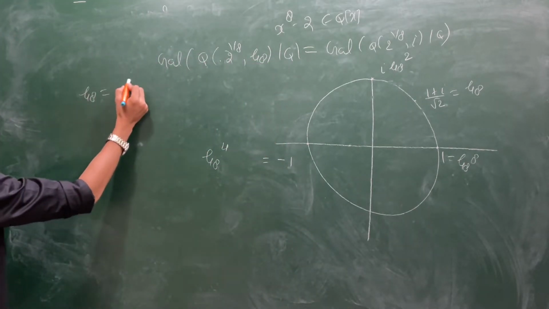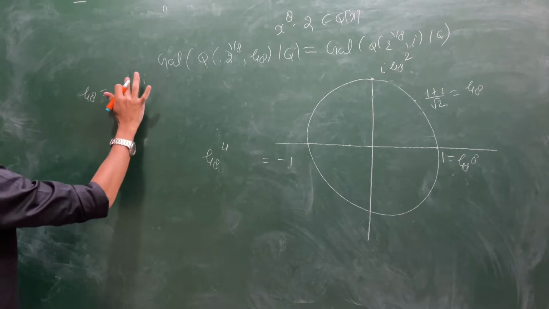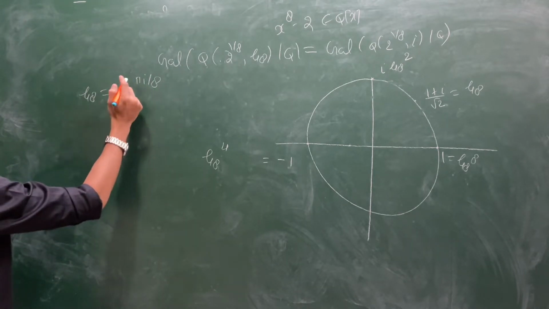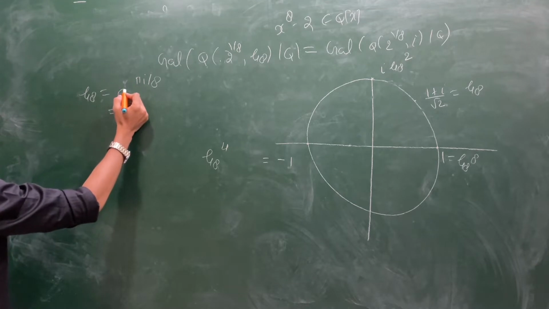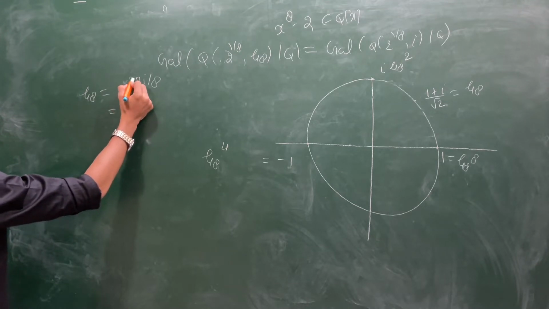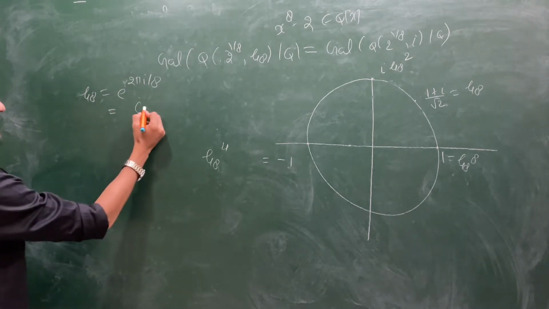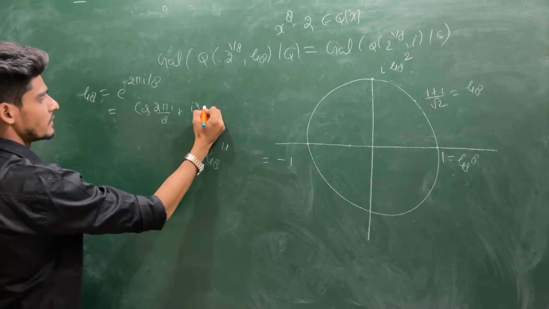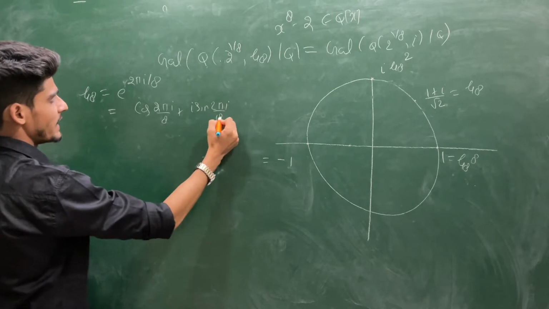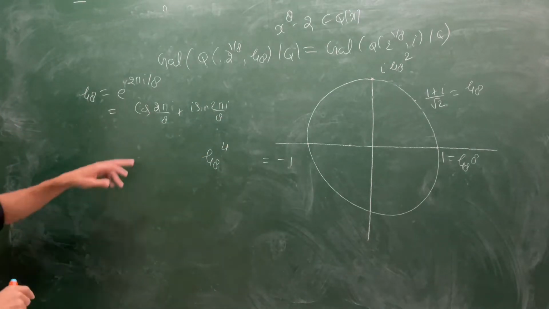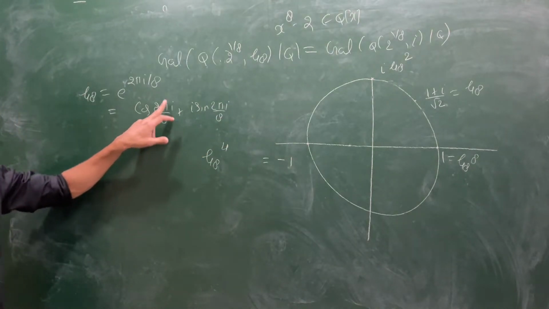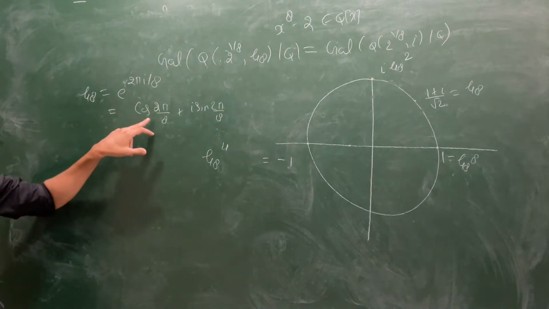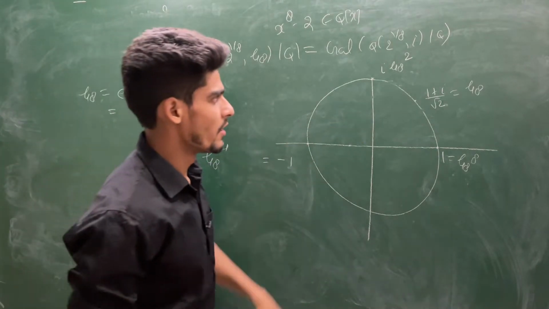Zeta 8 is e power 2 pi i by 8, so this is 2 pi i by 8. So this you can think of as cos 2 pi by 8 plus i sine 2 pi by 8. So this 2 will get cancelled out with this. You will have cos pi by 4 plus i sine pi by 4. Then you will have 1 by root 2 plus i by root 2. So this is your 1 plus i by root 2.